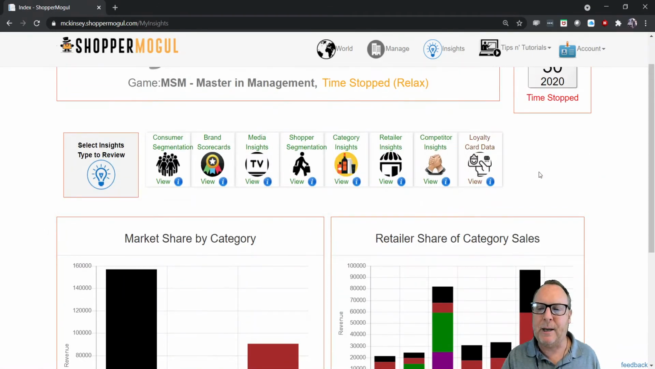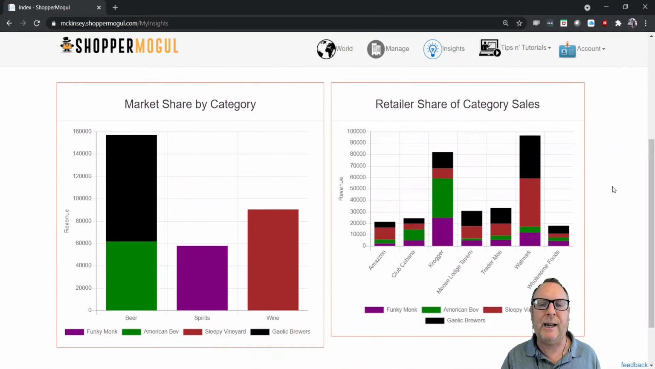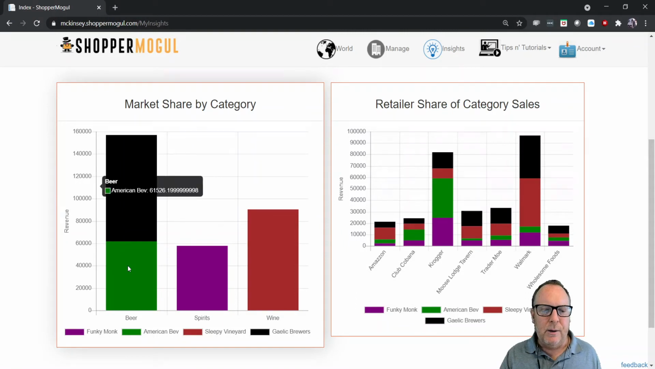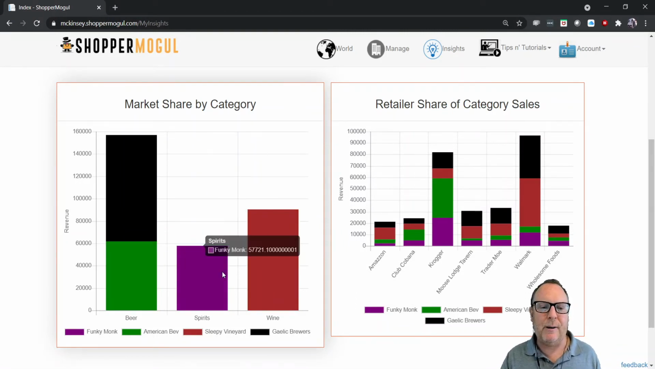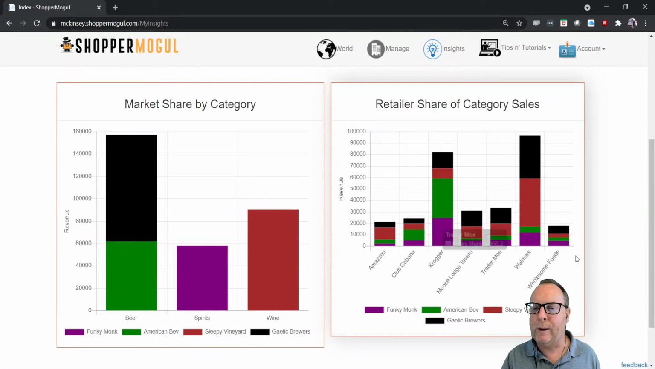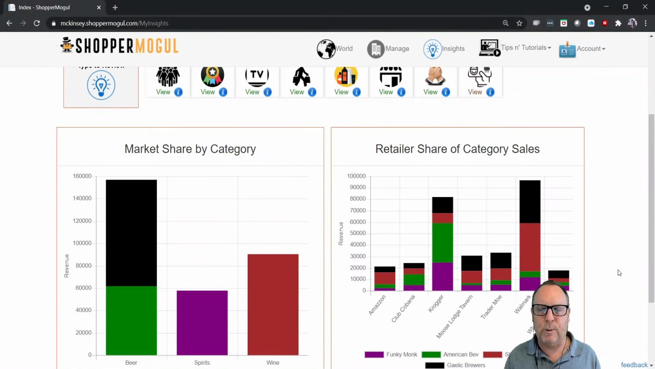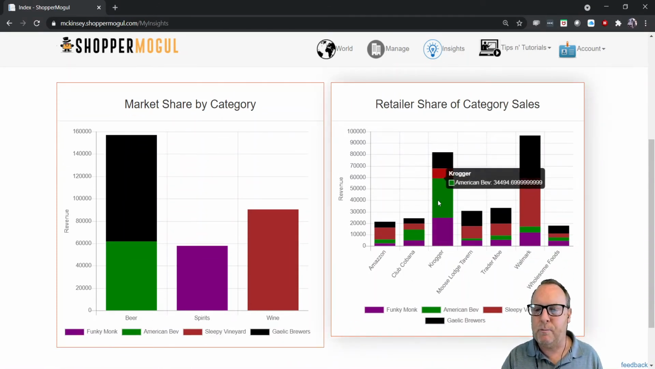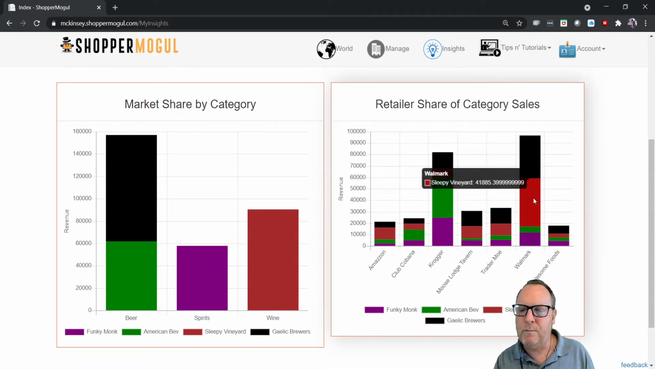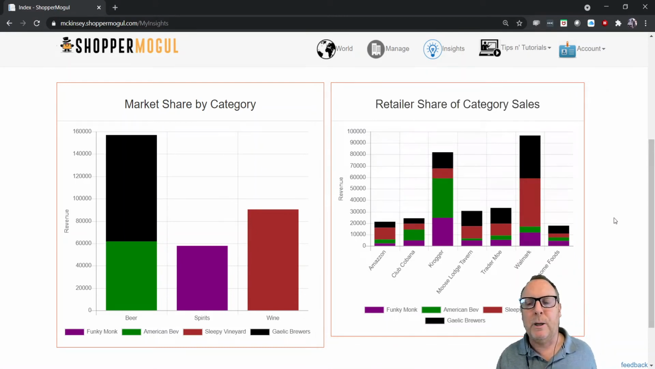I find the competitor insights are very useful ones for the CEO in terms of understanding where you're winning and losing, getting a feel of category by category which company is doing well and badly, and also retailer by retailer who is winning in different places. So take the time to familiarize yourself with where you need to win, or where your homeland is that you need to defend. If you're American Beverage, Kroger appears to be really important. If you are Sleepy Vineyard, then Walmart seems to be really important. But again, these are things that you'll need to discover for yourself.